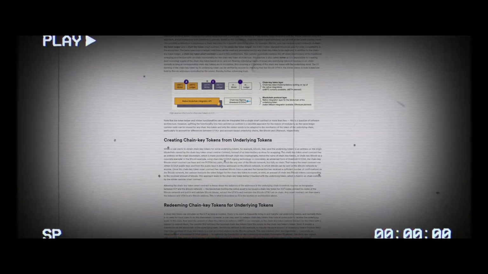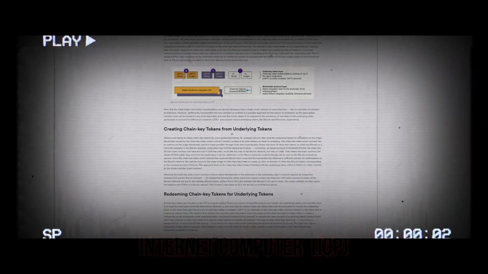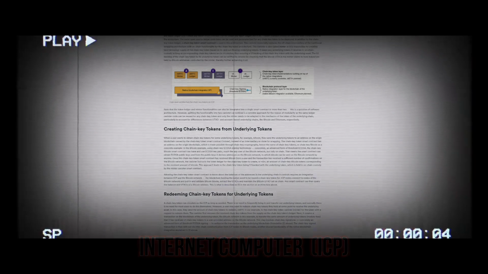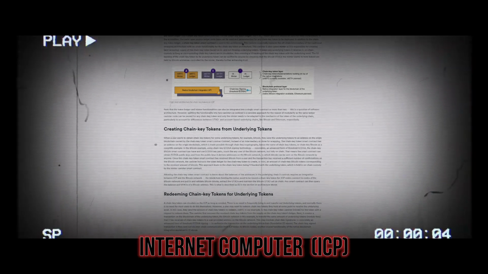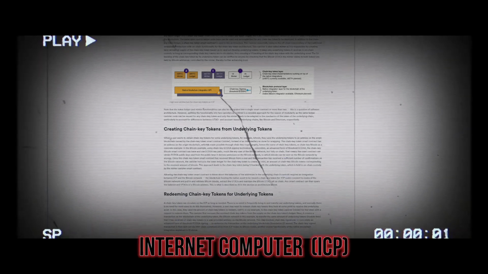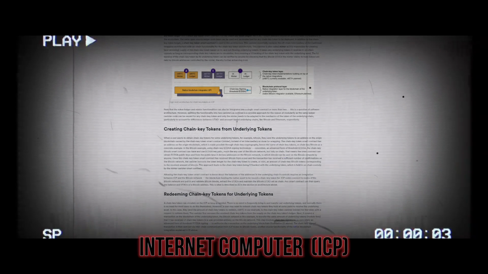Creating chain key tokens from underlying tokens. When a user wants to obtain chain key tokens for some underlying tokens, for example Bitcoin, they send the underlying tokens to an address on the origin blockchain owned by the chain key token smart contract minter, instead of an intermediary as done for wrapping.